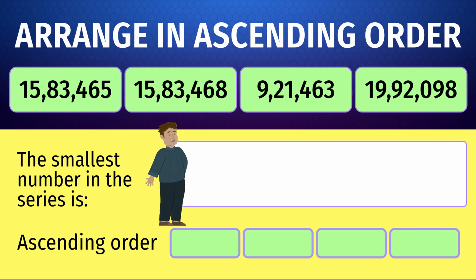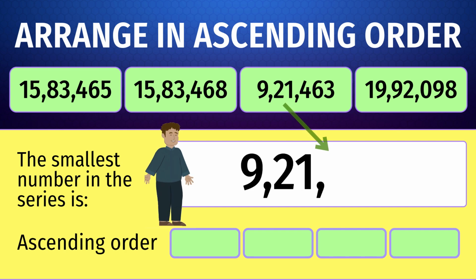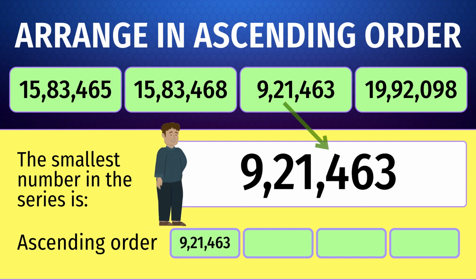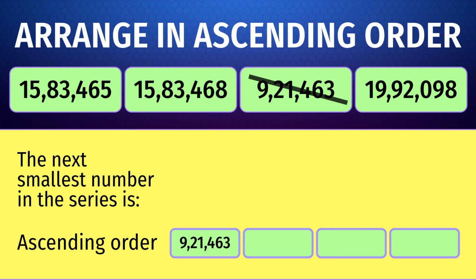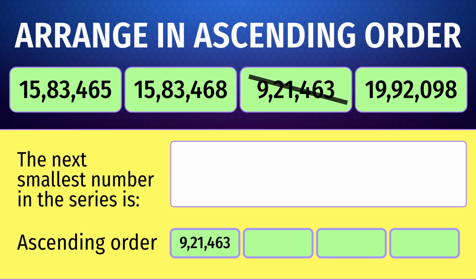And the smallest number is the 9 lakhs number. Write that down as the first number in ascending order. Cross it out so we can work out the rest of the numbers. We have to find out the next smallest number among the remaining three numbers.